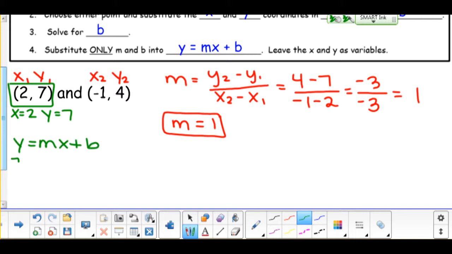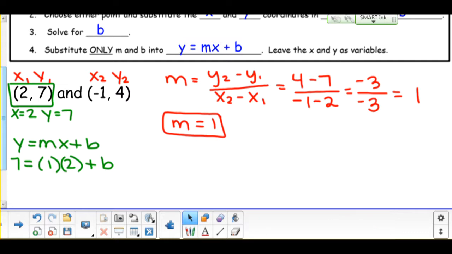So for my y, I'm going to plug in 7. My m, I'm going to say is 1, since that's the slope that I found in the previous step. And then the x comes from the coordinate point as well, so my x is 2. And I do not know my b, so that's what I'm going to solve for.